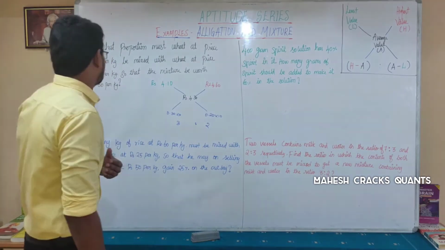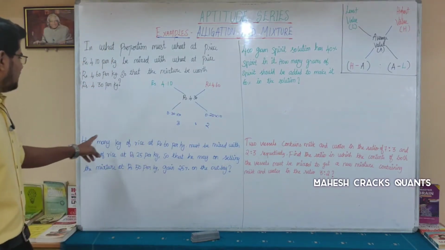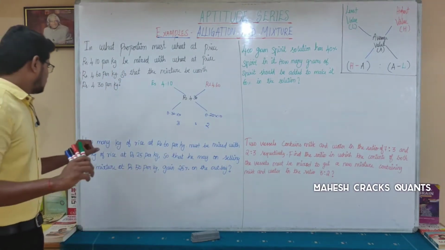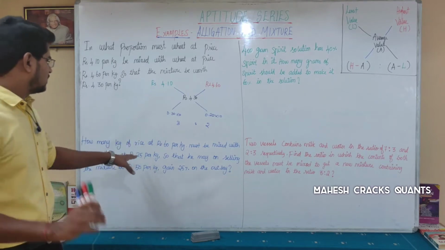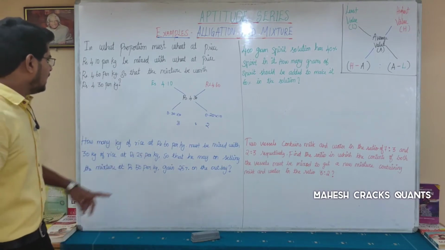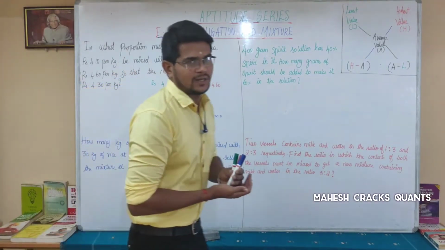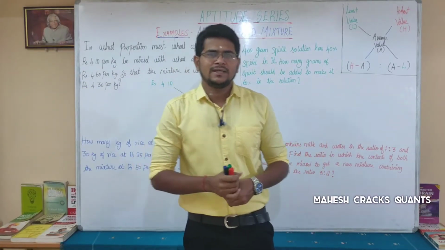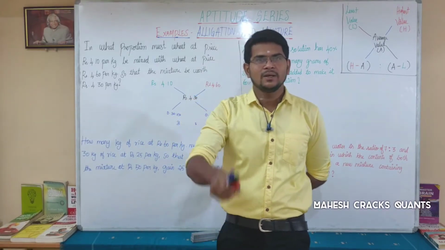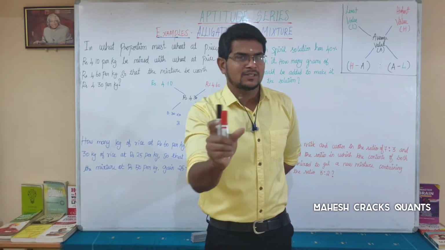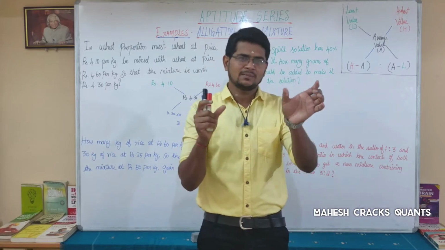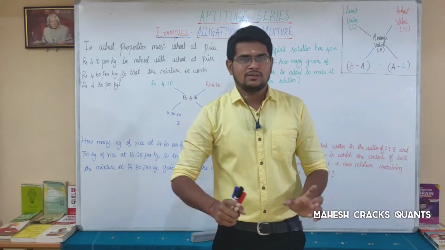Okay, get into the next problem. The question: how many kg of rice at rupees 60 per kg must be mixed with 30 kg of rice at rupees 25 per kg so that he may, on selling the mixture at rupees 50 per kg, gain 25% on the outlay? Gain is there. A gain of 25% means the selling amount is 125%, because the original cost is 100% and the gain is 25%.